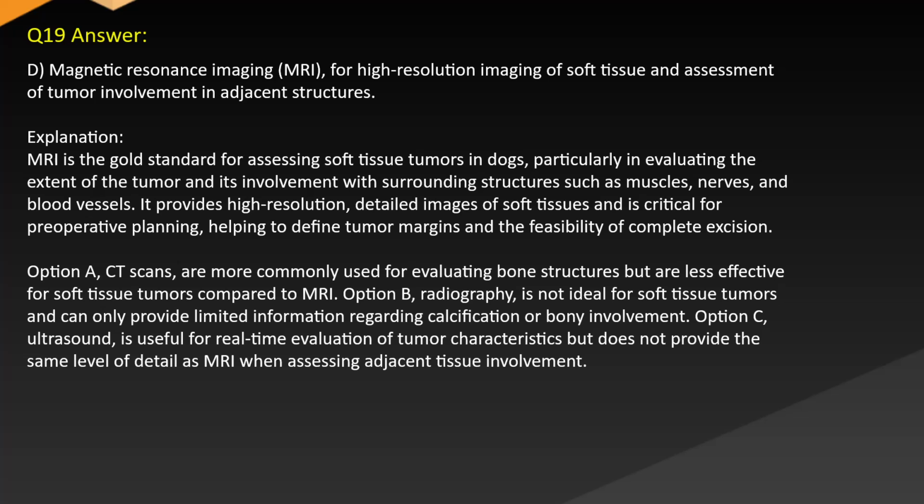Radiography is not ideal for soft tissue tumors and can only provide limited information regarding calcification or bony involvement. Option C. Ultrasound is useful for real-time evaluation of tumor characteristics but does not provide the same level of detail as MRI when assessing adjacent tissue involvement.